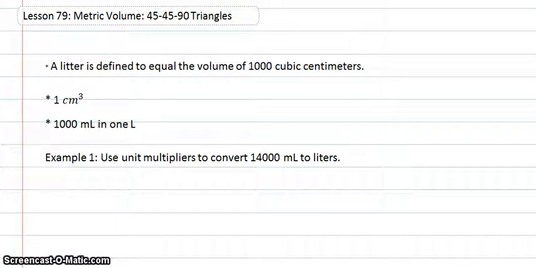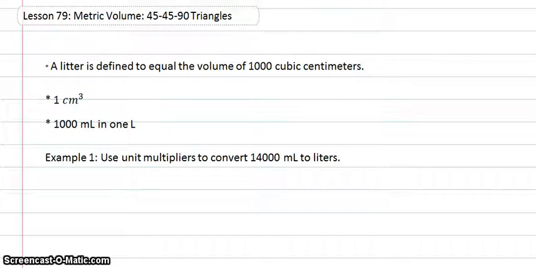In lesson 79, we are going from metric volume to American Standard, back and forth, and then we look at the 45, 45, 90 degree triangles. So I listed a few things that you'd want to keep in mind. A liter is defined to equal the volume of 1,000 cubic centimeters. Then 1,000 milliliters is in 1 liter. And milliliters, that's the same as 1 cubic centimeter.